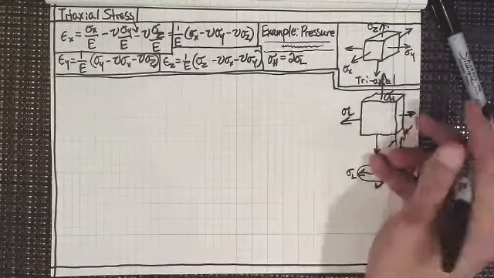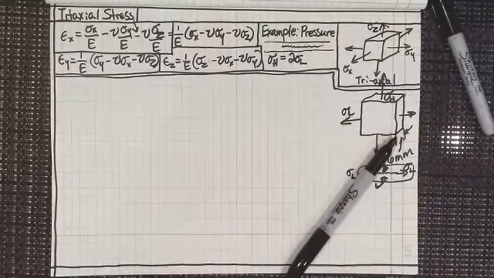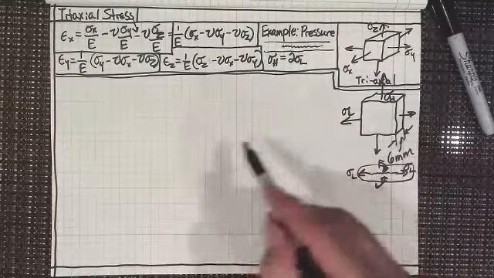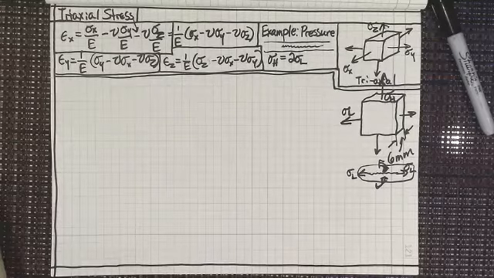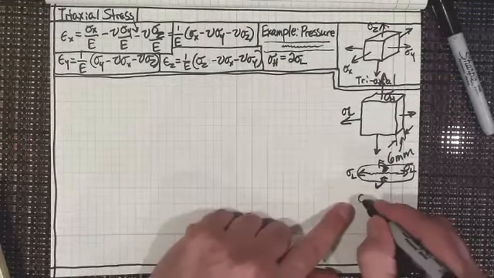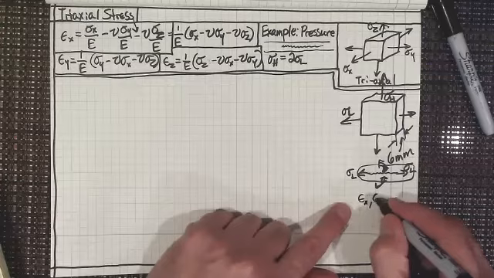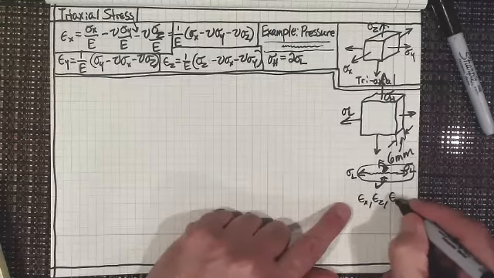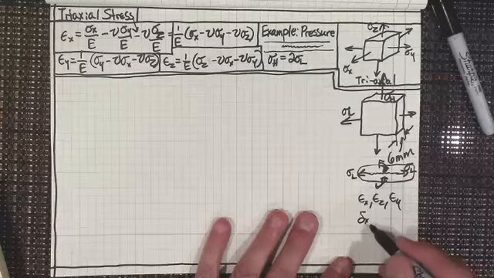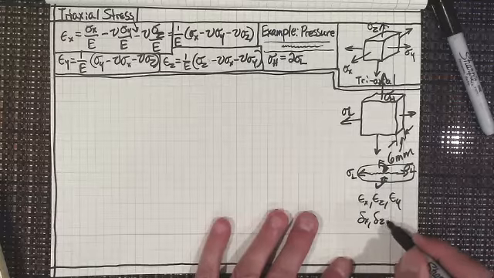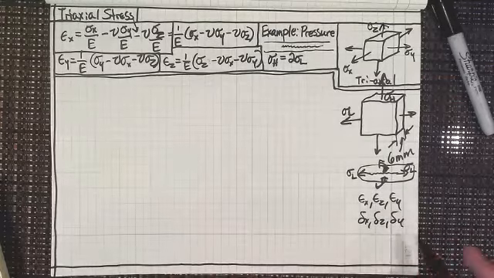And so what I want to do in this lecture is analyze what would be the actual extensions and the strains. What would be the strains and the extensions in all 3 of the directions? So I'm going to find out what is the strain in the x direction, what is the strain in the z direction, what is the strain in the y direction. And then I also want to find out what the deformation is in the x, z, and y directions too.